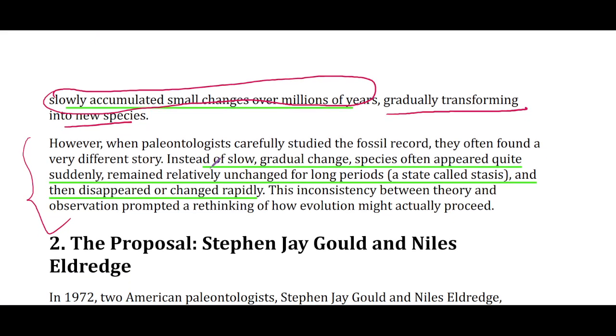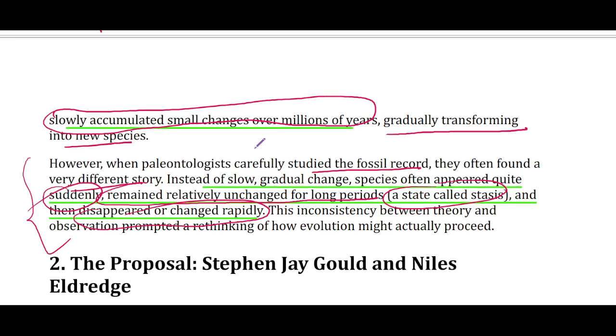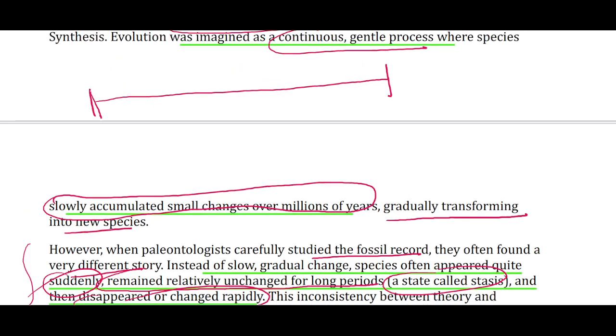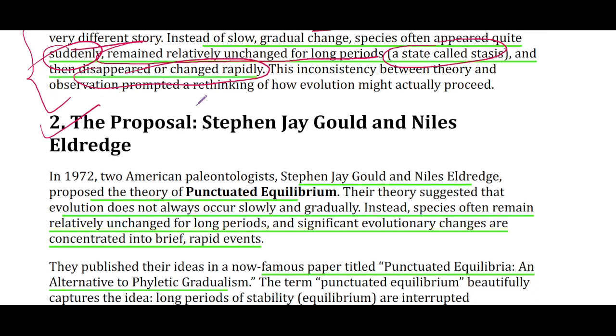However, when paleontologists carefully studied the fossil records, they found a very different story, an anomaly. Instead of slow, gradual change, species often appear quite suddenly, remain relatively unchanged for a long period, a state called stasis, and then disappear or change rapidly. So a long period of stasis, then a short punctuation of rapid change, then again a long unbroken period of slow and gradual transformation.